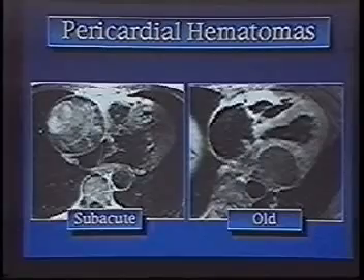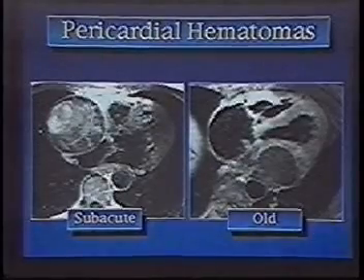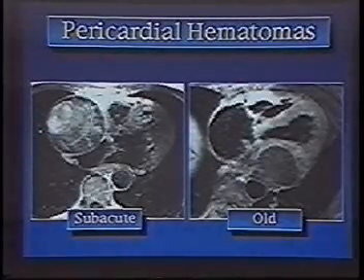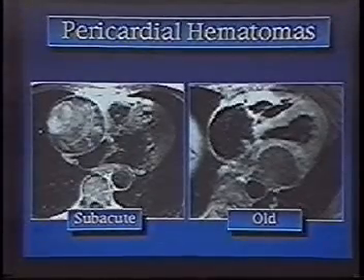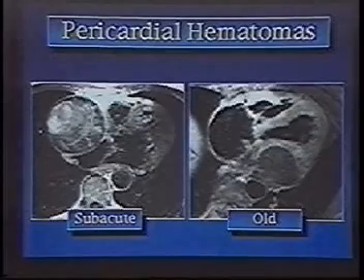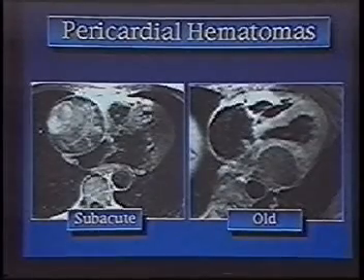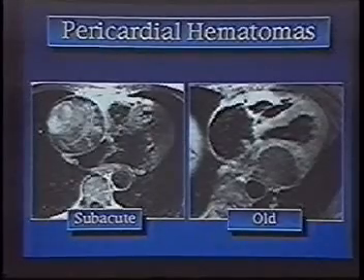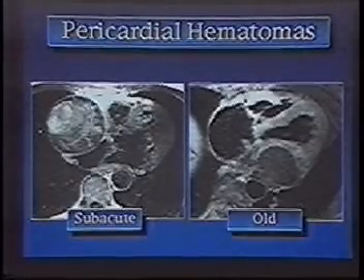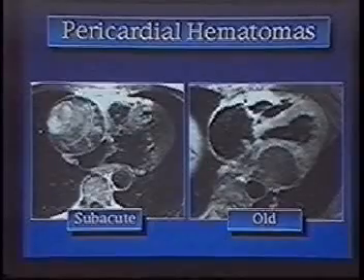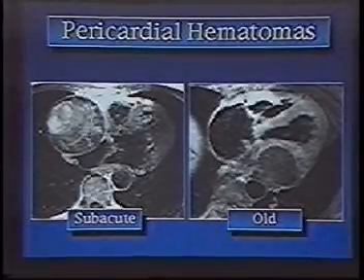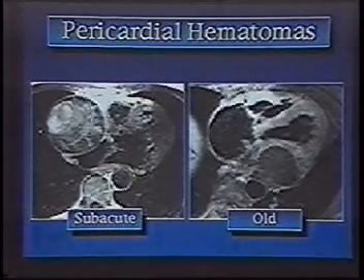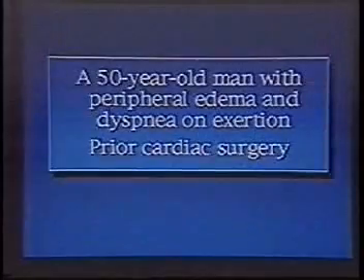Different case, I showed you this one earlier. It's an organized, subacute pericardial hematoma, and this one is an old one. Now, how do you differentiate hematoma from tumor? Hematomas do not enhance. Tumors do enhance. You may see homogeneous or heterogeneous enhancement from a tumor. Hematomas won't enhance. The other thing is, on a GRE image, tumor will be intermediate, whereas thrombus is dark.